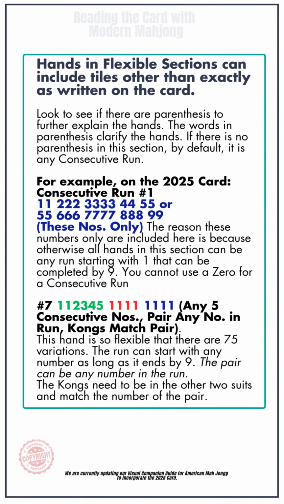Now let's go to flexible sections. These include tiles other than exactly what's written on the card. So look to see the parentheses again. I sense a theme here. They will further explain the hand and usually will give you more freedom.